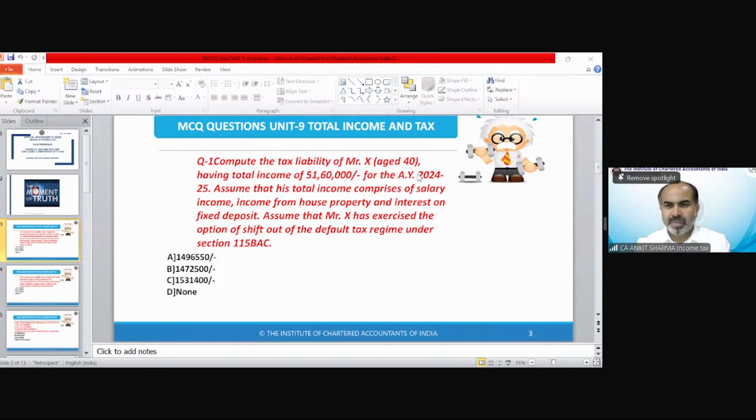Arin is saying A because MR is only in 115BAC. Who told you this, Arin? That MR is only in 115BAC? MR is applicable in both regimes. Rebate is that 25,000 case up to rupees 7 lakh. In that case only, the MR kind of concept is applicable in default tax regime, but it's not that rebate concept provision. It is a normal provision, so you have to apply MR provision in this also.